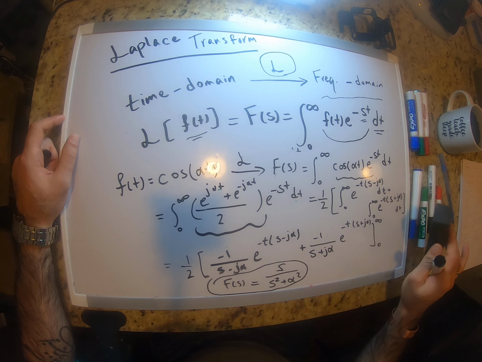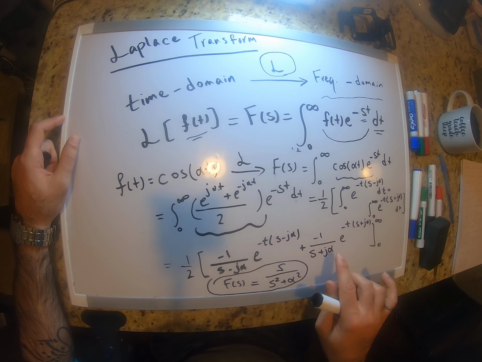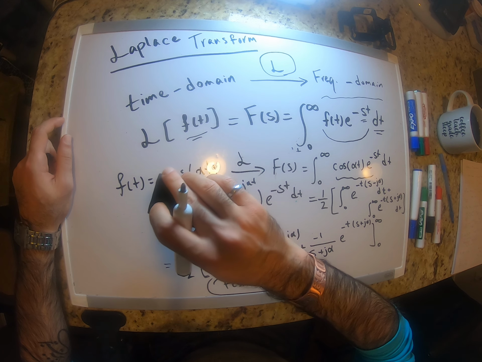You can do the same thing for sine of alpha t. You can replace it with exponential format using Euler's theory and find the Laplace transform of sine of alpha t. I'm not going to do it here.